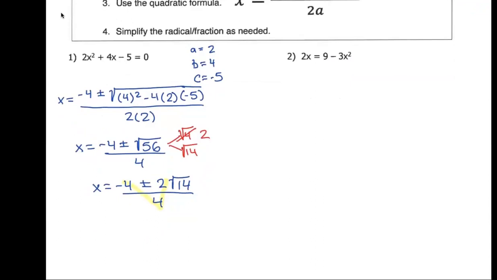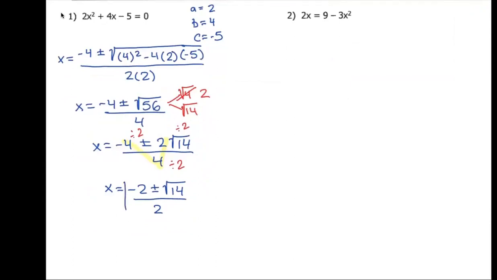So when I look, there's a couple ways to do that. I noticed that negative 4, 2, and 4, everything can be divided by 2 to simplify. So if I divide all of those parts by 2, I could say x equals negative 2 plus or minus root 14, all divided by 2. That would be one way to write it.